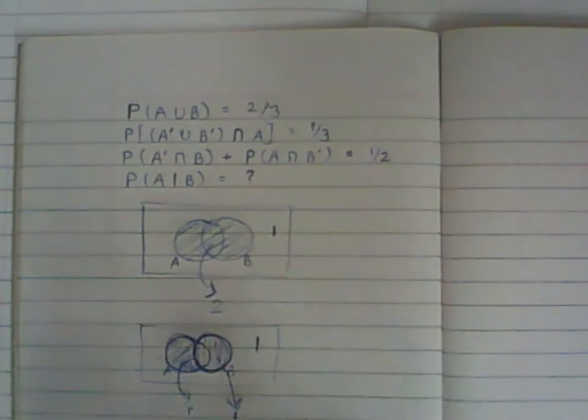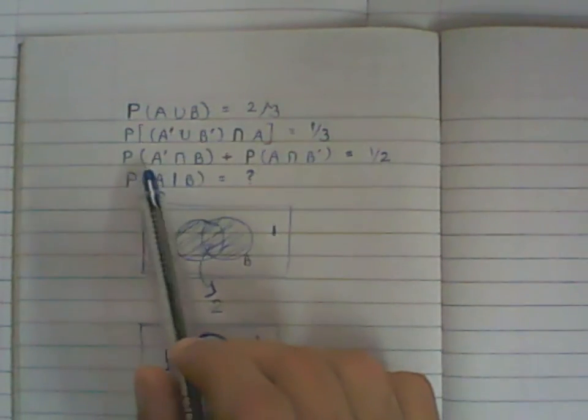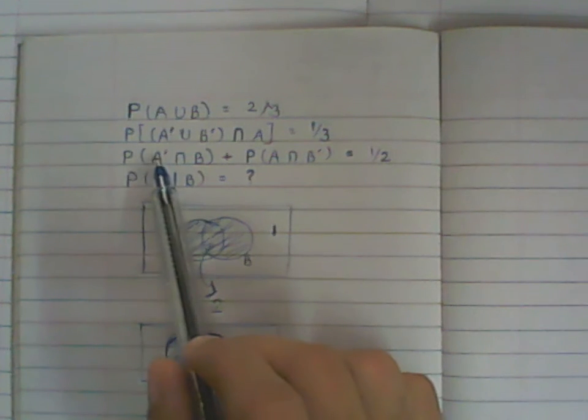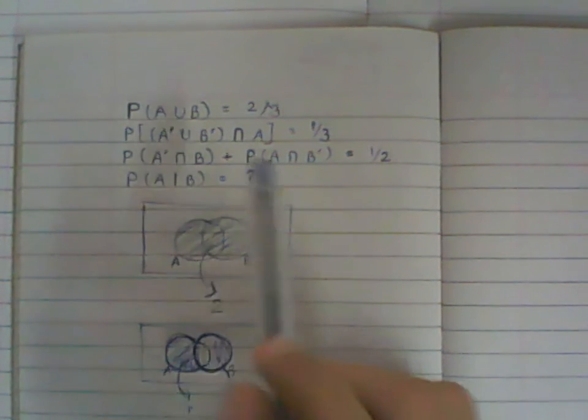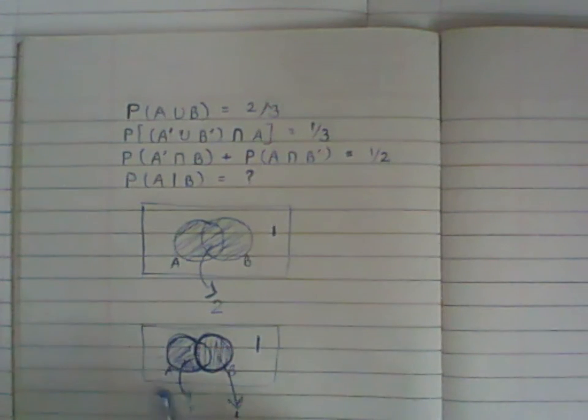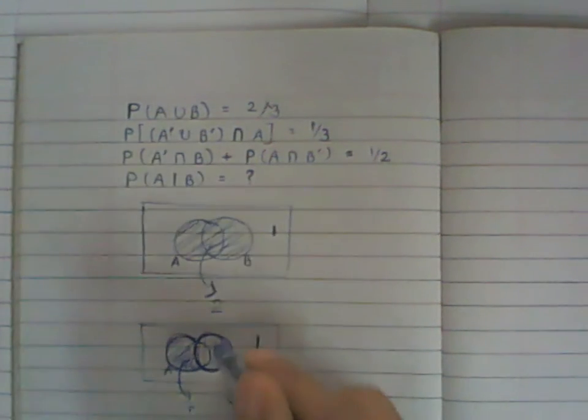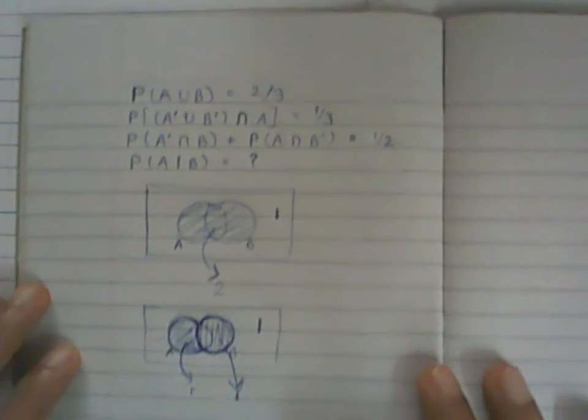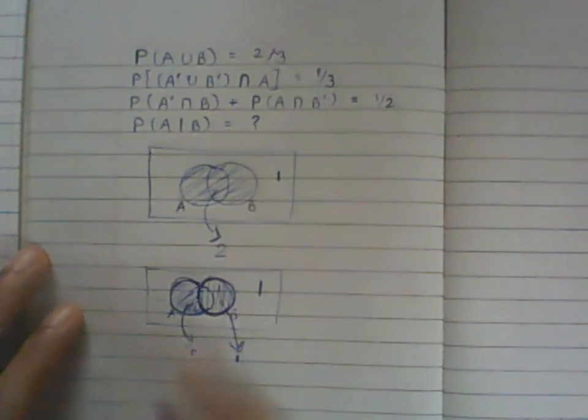So yeah, the other statement is probability of A complement intersection B. Now let me see what this area means actually. It is everything that is outside A but in B. So it is actually talking about, if I were to draw another diagram, I will draw it over here.